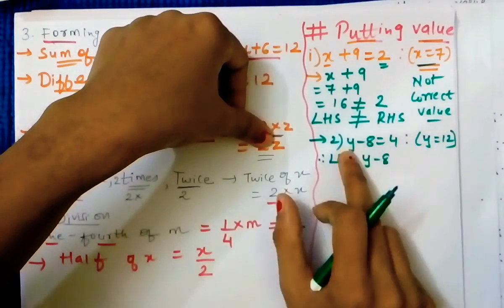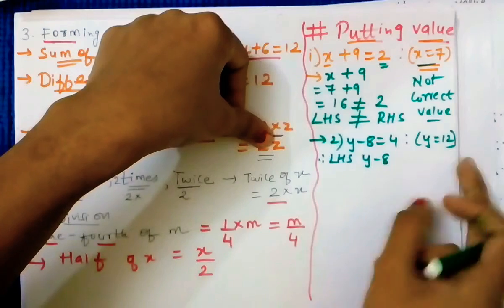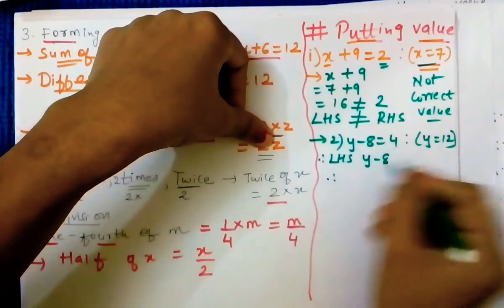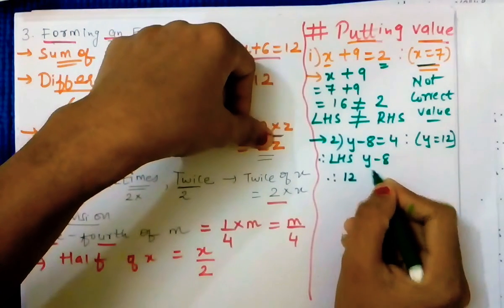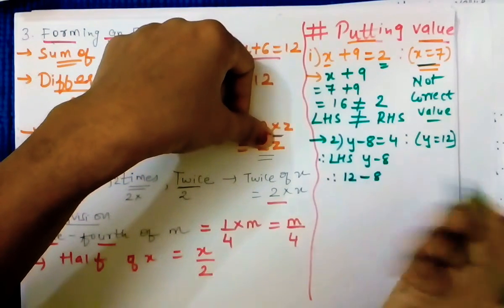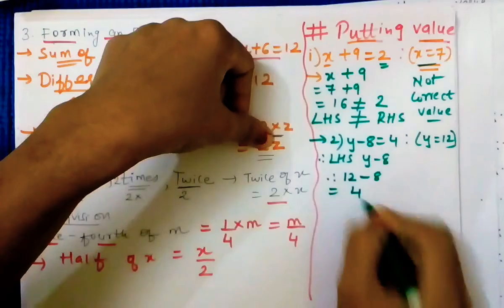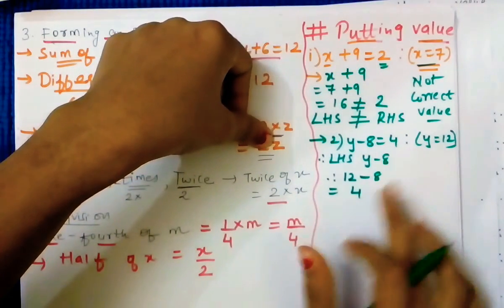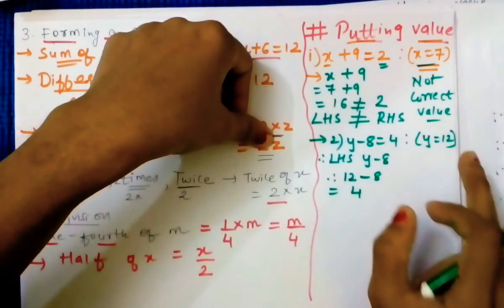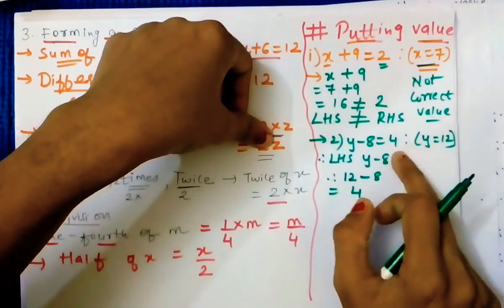So wherever you see the variable, you have to take that part and keep the value. So y minus 8. Now y is 12, so we will keep 12 in place of y. So 12 minus 8. Now 12 minus 8 is 4. Now we are getting 4 and here also 4 is there. So by keeping 12 we are getting the RHS part.